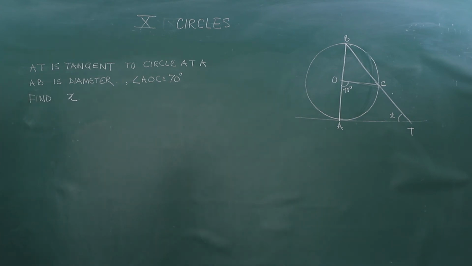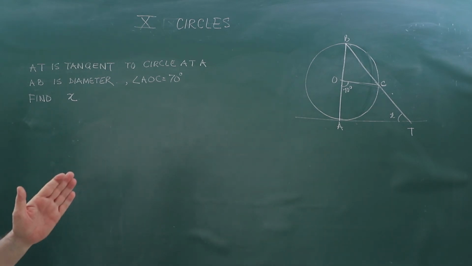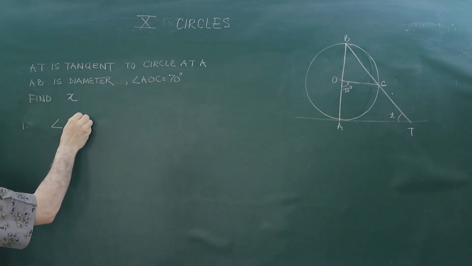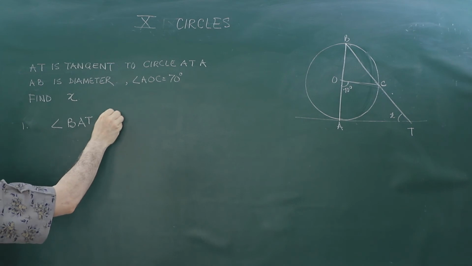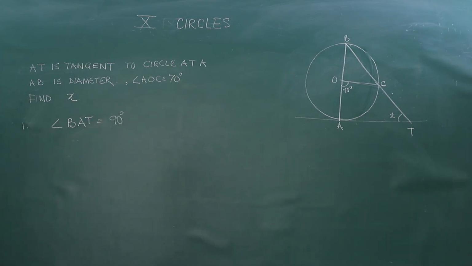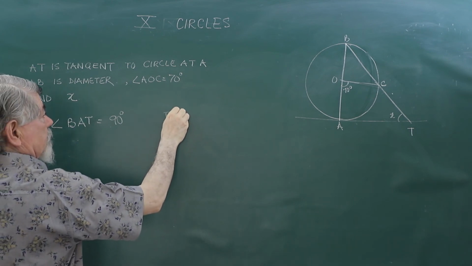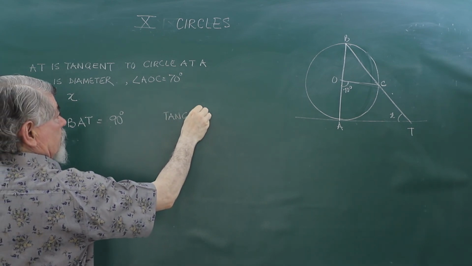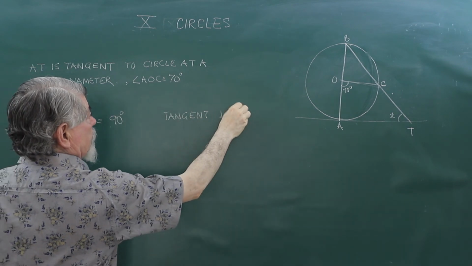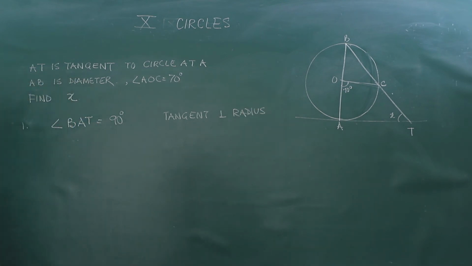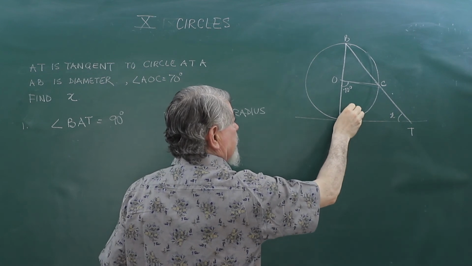So what are we going to use? The first thing is that since BA is the diameter and AT is tangent, that means angle BAT will be 90 degrees. Tangent is always perpendicular to the radius. Tangent is perpendicular to radius. So this angle comes out to be 90 degrees.